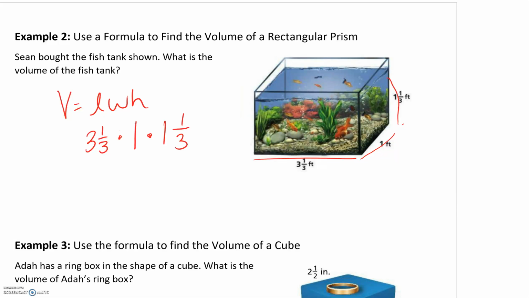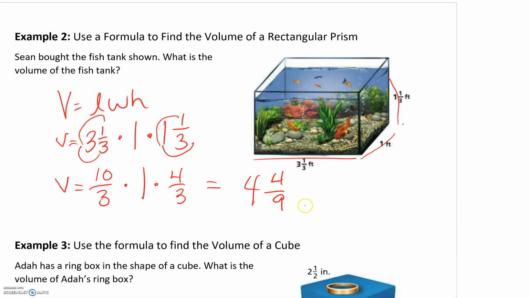If you don't have a scientific calculator, or if you don't want to put 3 things in with your ABC button, you can always turn these into improper fractions. So I have 3 times 3 plus 1, so I get 10/3 times 1, and then I have 3 times 1 plus 1, 4/3, and you can multiply that straight into your calculator as well. In the end, we are going to get 4 4/9, and it's feet, so I have feet cubed. So that's how much the volume is of our fish tank.